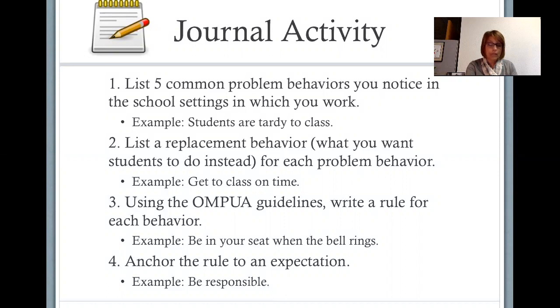Next, using the AMPWA guidelines, write a rule for each behavior. The rule for being on time might be stated as, be in your seat when the bell rings. Finally, anchor the rule to an expectation. If your school has developed school-wide expectations, use them. If not, develop an appropriate one. For example, an expectation for being on time to class might be responsible. Pause the video now to complete this journal activity.